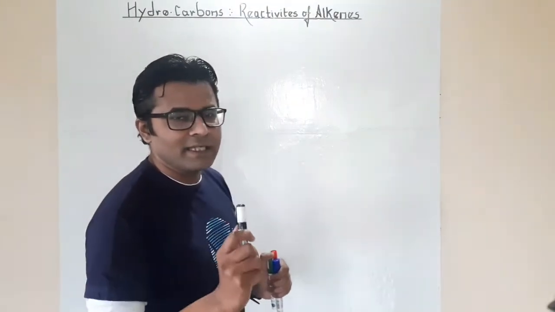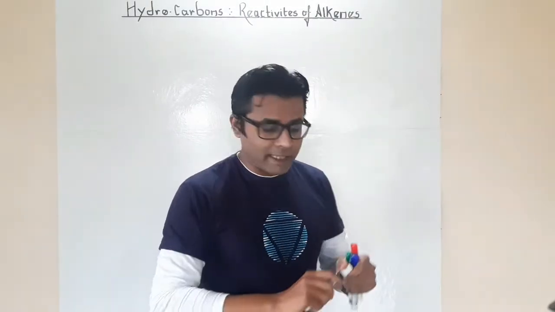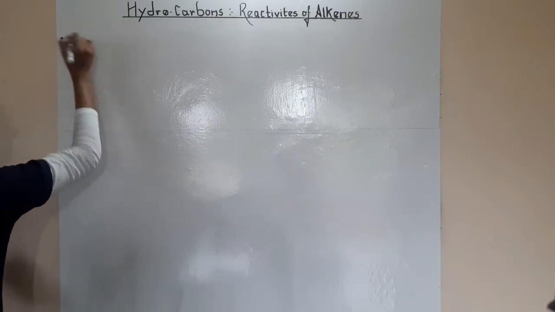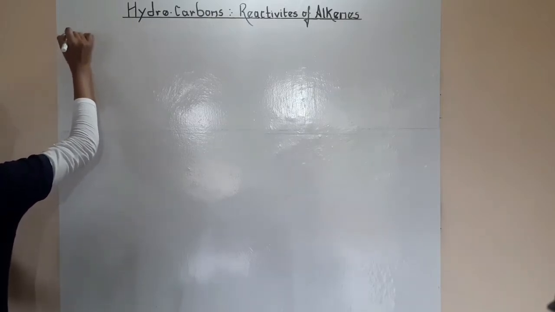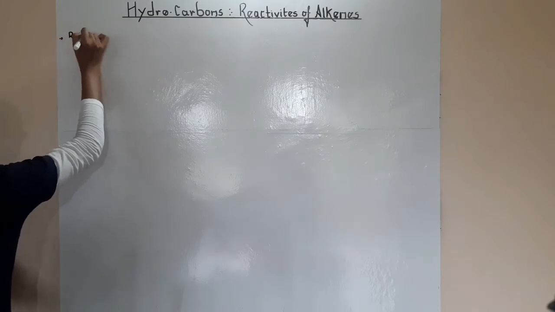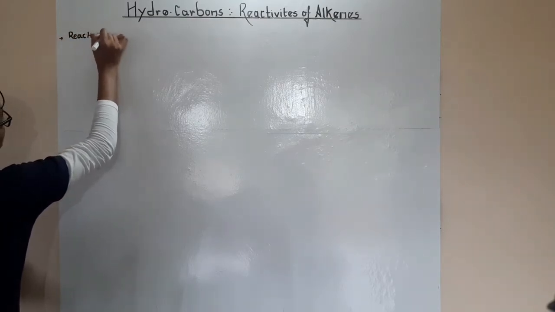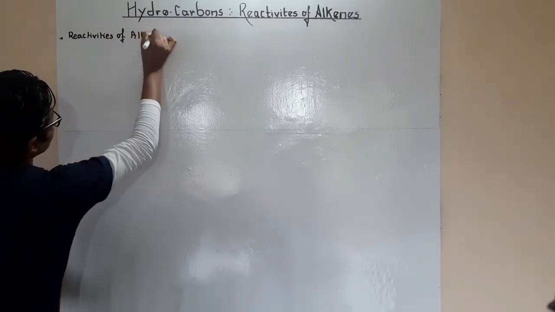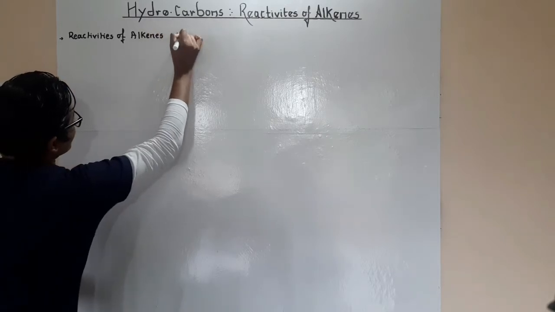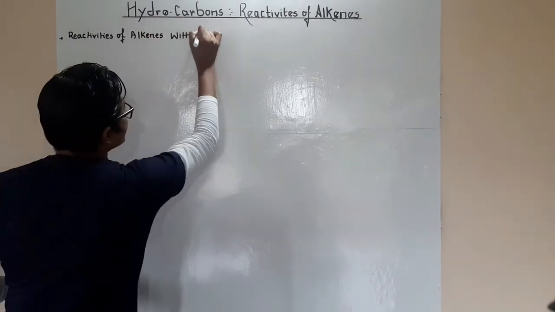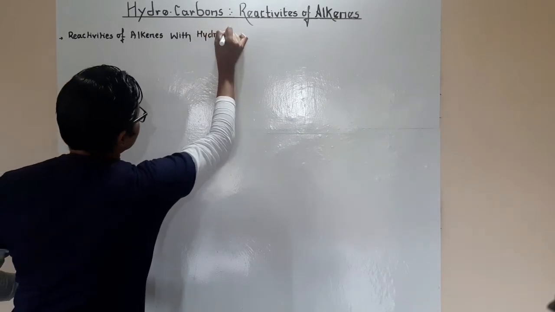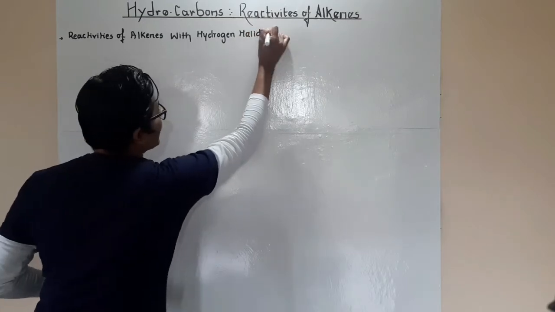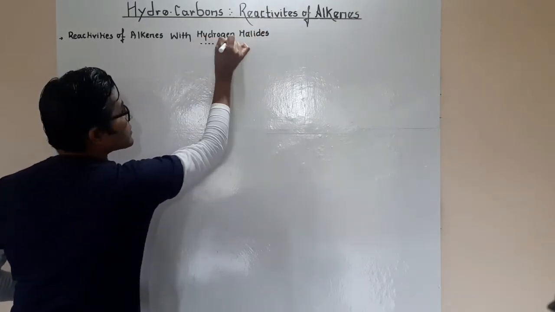Now we have completed the majority of the reactions, but I would like to start from a particular checkpoint, and that is going to be Markovnikov's rule. Here we are going to look into the first part of it, which is the reactivities of alkenes with hydrogen halides.